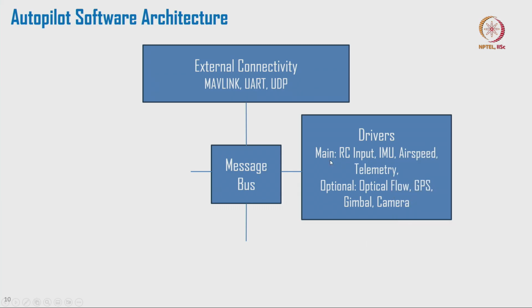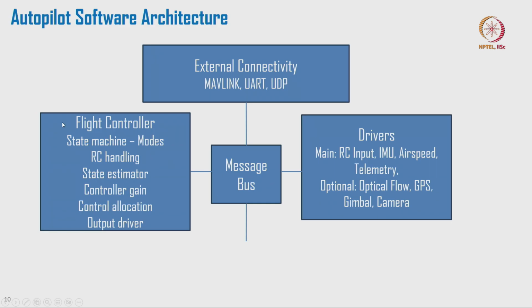Or I can send data to my main input like RC, or IMU. I can send it to airspeed. I can send to telemetry. Sometimes I can just connect optional sensors like optical flow or GPS, gimbal to control my payload or control my camera, right? I'll send signals there. I'll also send signals and receive signals from flight controller, right?